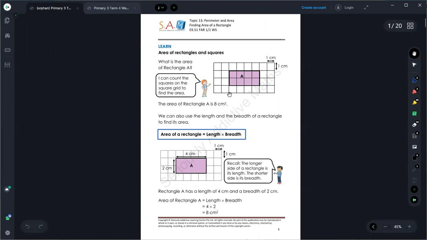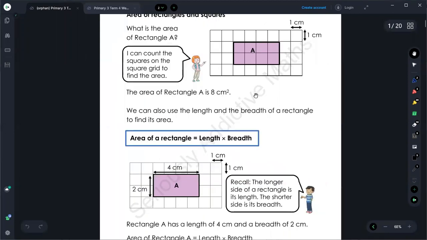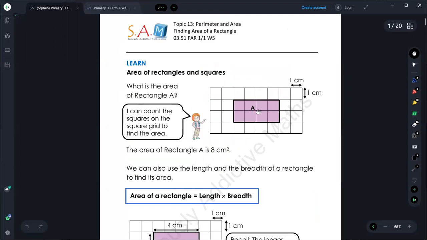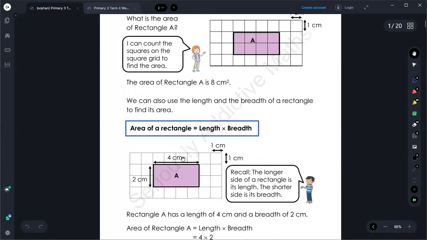Now, here we are introducing students to finding the area of a rectangle and a square by multiplying the length and breadth. To teach them, first of all, we start with this figure. Last week, when we asked them to find the area of the figure, all they needed to do was count the number of squares. In this case, you can see that there are 8 one-centimeter squares of area.